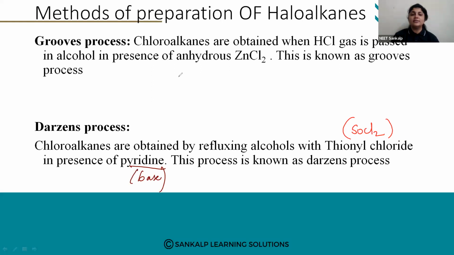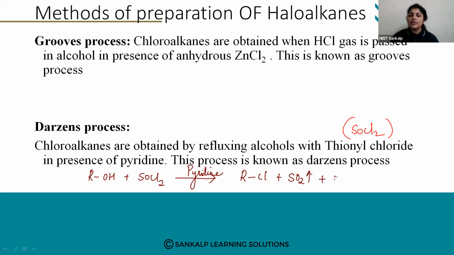I'll just write the reaction now. Pyridine is a base. So here, I'll write the general reaction: ROH plus SOCl2 in the presence of pyridine. When alcohol reacts with thionyl chloride in the presence of pyridine, it will give you RCl plus SO2 plus HCl. So this is alcohol plus thionyl chloride.